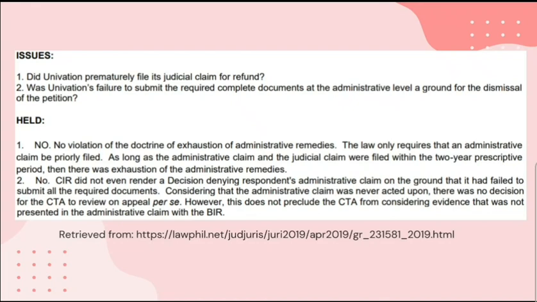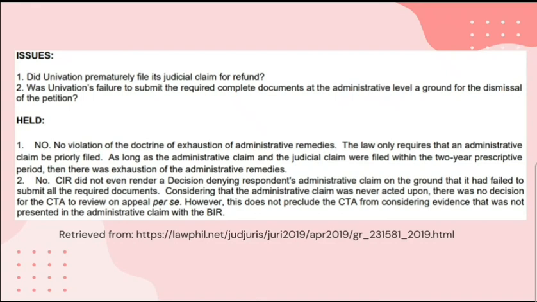For the second issue, was Univision's failure to submit the required complete documents at the administrative level a ground for dismissal of the petition? No, because in this case, it was the inaction of the CIR or Commissioner which pushed Univision to seek judicial recourse with the CTA. The Commissioner or the CIR did not send any written notice to respondent informing it that the documents submitted were incomplete or at least require respondent to submit additional documents.